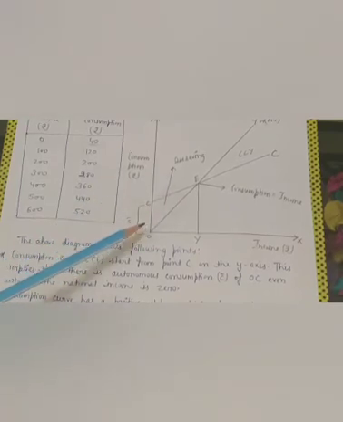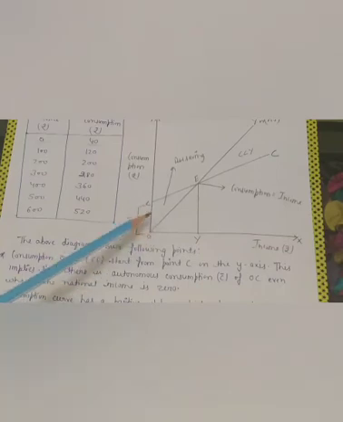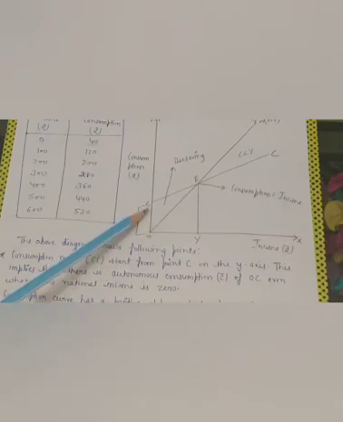See, at zero level of income, positive consumption is OC. Means OC represents autonomous consumption. Autonomous consumption in this diagram is OC, and autonomous consumption is denoted by C bar.